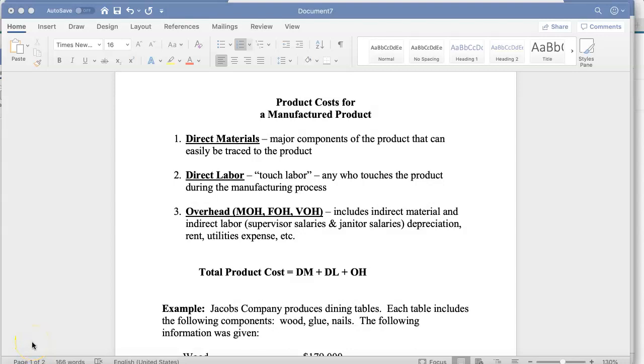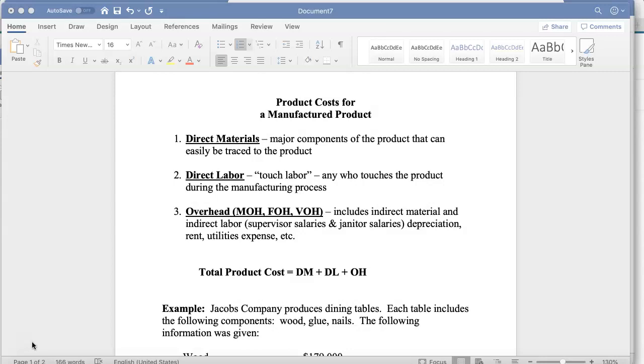So let's talk about product cost for a manufactured product. We basically have three types of costs that make up the product cost. We have direct materials, direct labor, and then overhead. Overhead can be called manufacturing overhead, factory overhead, fixed overhead or variable overhead. So we have different versions of the overhead. So direct material, direct labor, and overhead.